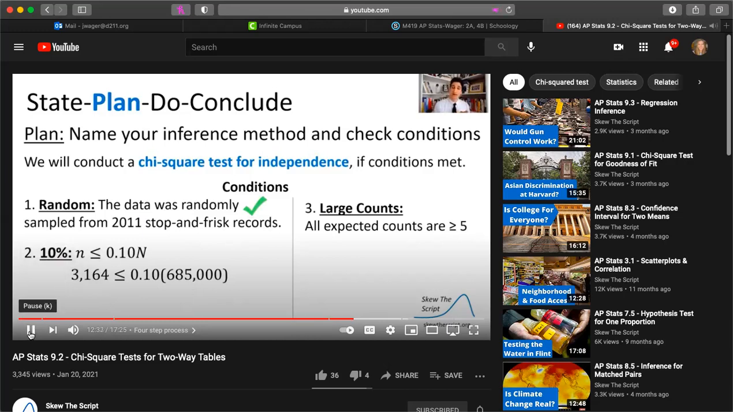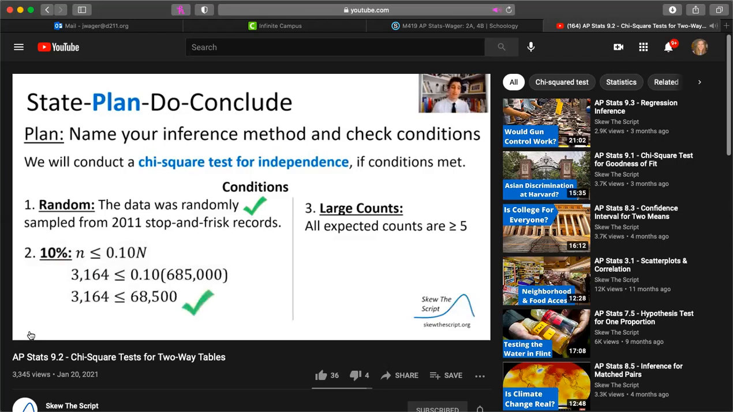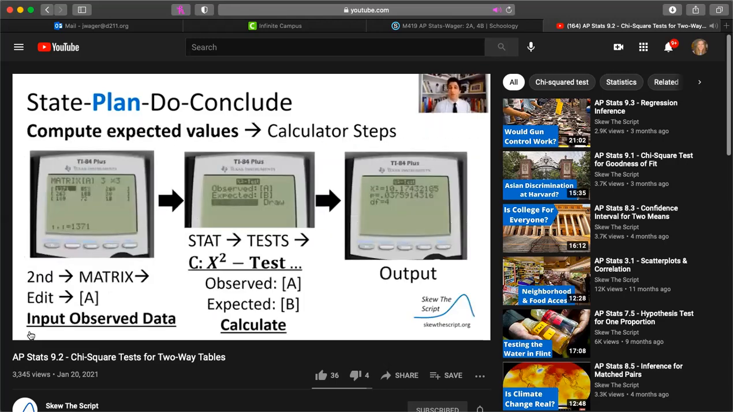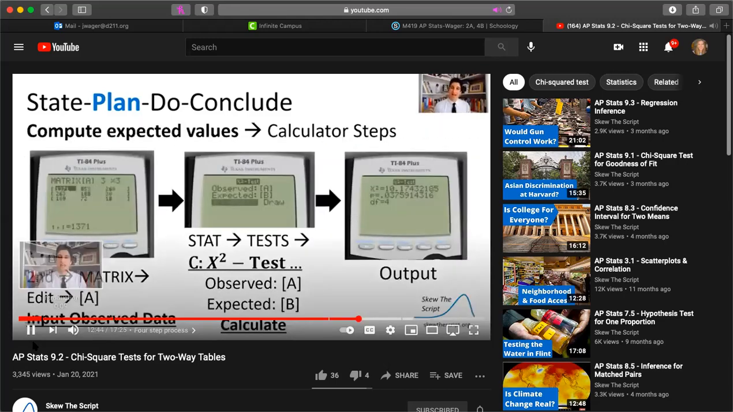There were 85,000 such stops in New York City that year. That's much less than 10%, so we'll get there. Large counts: all expected counts must be greater than 5. Well, it's very hard to get all the expected counts by hand. There's a lot you have to do. There's a good way to do it in your calculator.